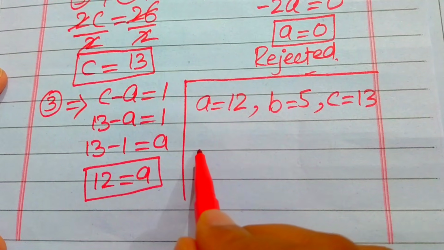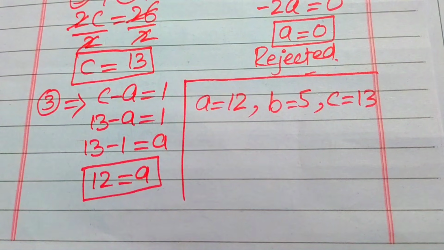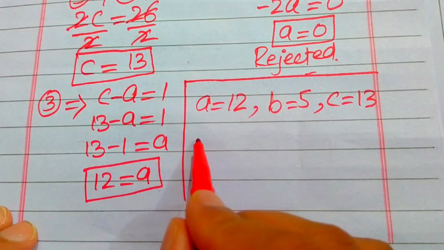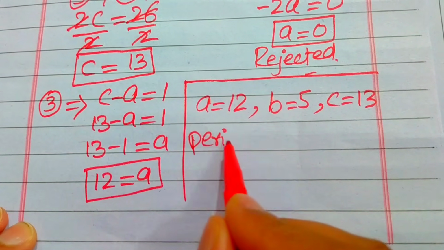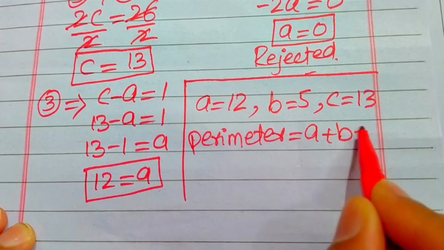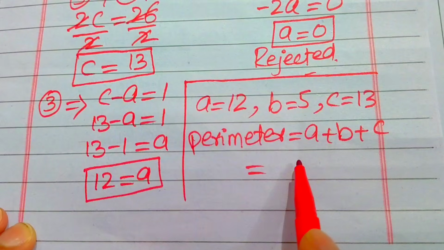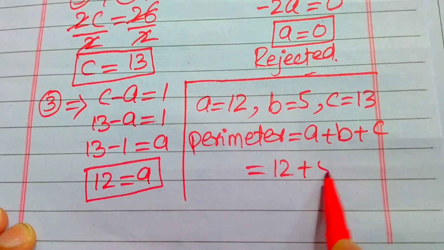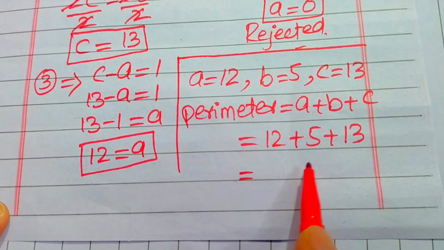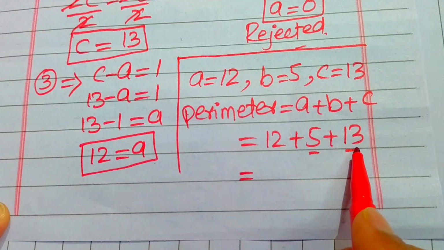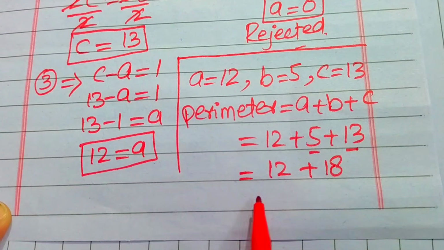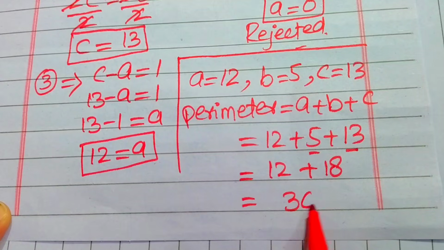So you very well know that the perimeter of a triangle is the sum of all the sides of the triangle. So we have the perimeter of the given triangle equals a plus b plus c. So the value of a is 12 plus b is 5 plus c is 13. And when we sum up these values, we get 13 plus 5 becomes 18. So this is 12 plus 18, and 12 plus 18 becomes 30.